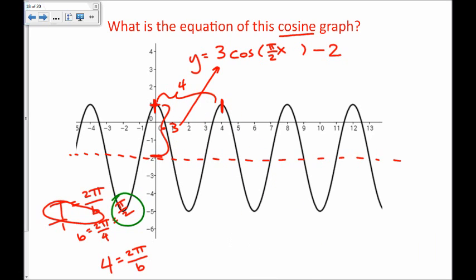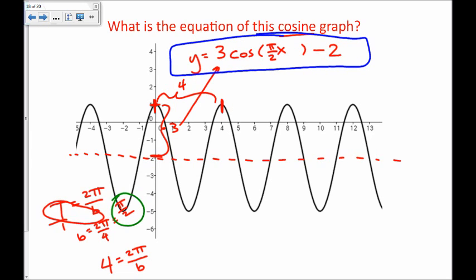And so it looks like this is the equation that would give me this graph. Again, I first did the midline, and that gave me the -2. I then looked at the amplitude of 3, the difference between the midline and the peak. I then looked at the period and found the period was 4, which means that b would have to be pi halves, and there was no horizontal shifting that happened in this problem.